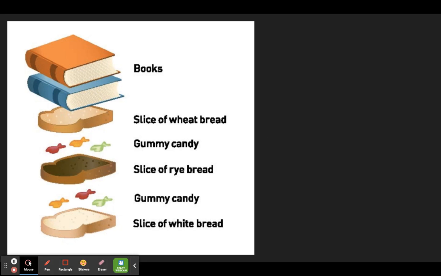So in this lab, we stacked three slices of bread with the gummy candy in between each one. These slices of bread represented the layers, and then we put books on top to add some pressure. Okay.